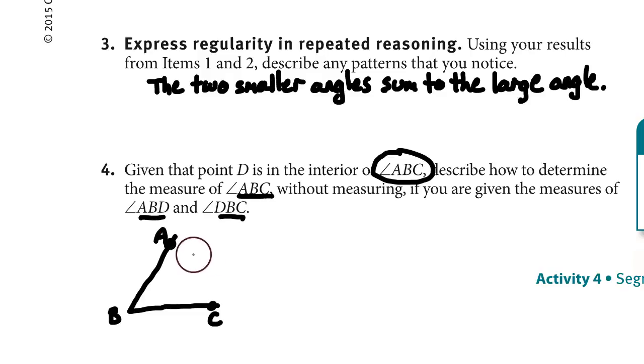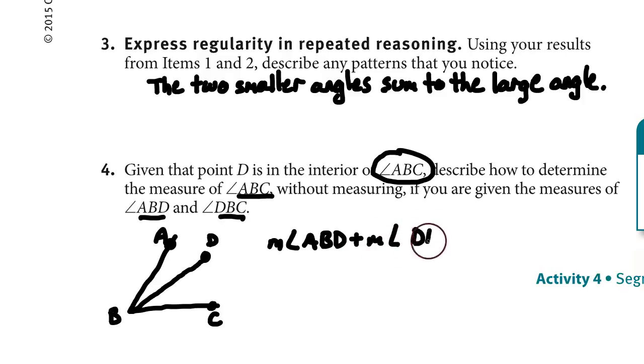Point D is in the interior of this, so somewhere on the space inside there, let's put another dot called D and connect it to B. That just split the angle into two smaller angles. So without measuring, how can we find angle ABC? We could take the measure of angle ABD and add the measure of angle DBC. The two smaller angles in the large angle add up to the size of the large angle.